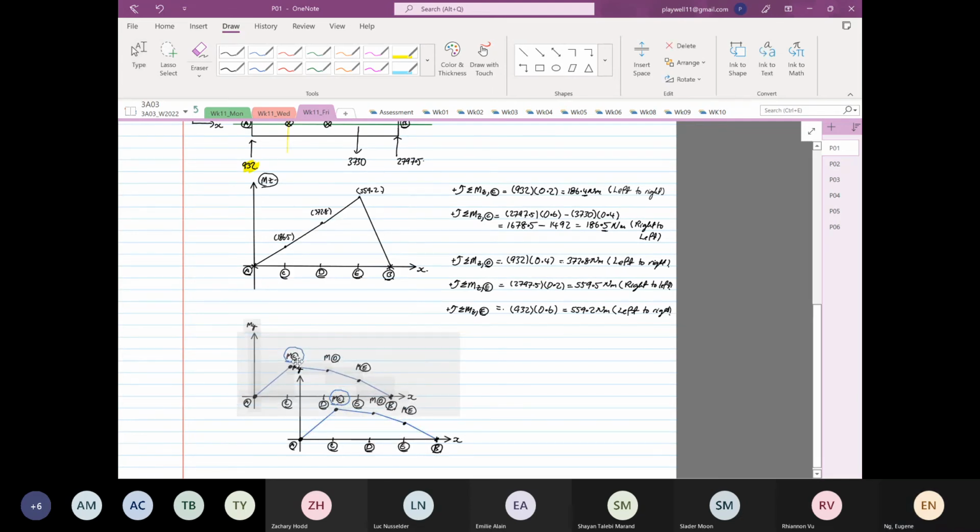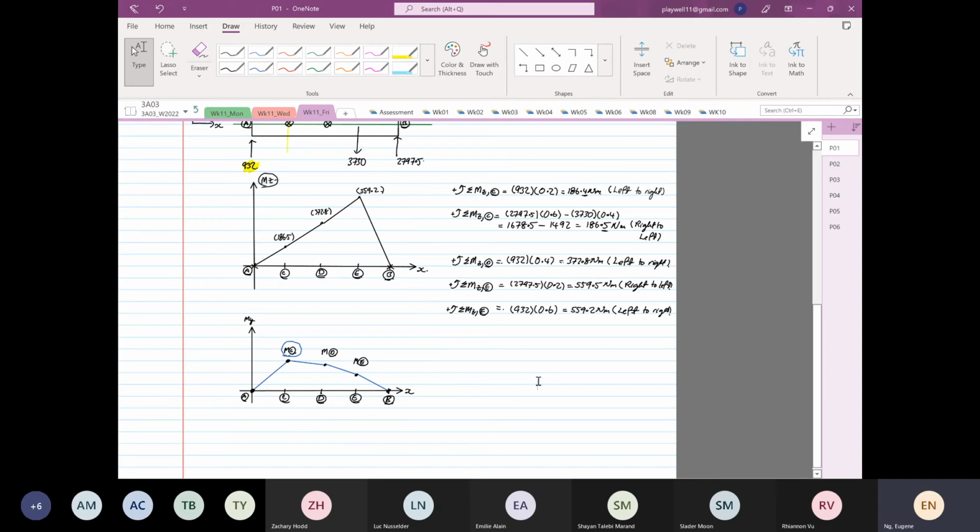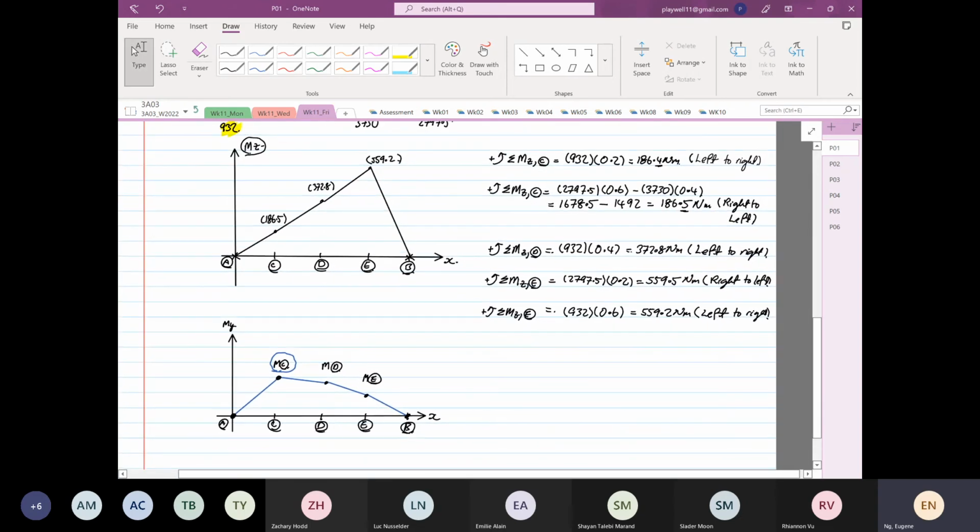Okay. So if you look at moment about Y, the bottom graph is moment about Y, and the one above is moment about Z. Okay, so moment about Z, the maximum bending moment generated is at point where? E. Whereas moment about Y, the maximum moment generated is at point C, as you can see there.